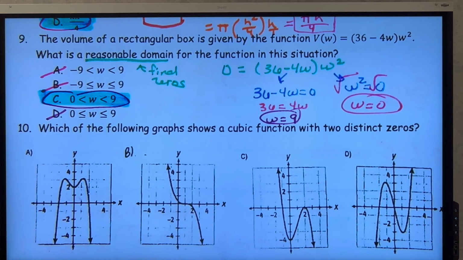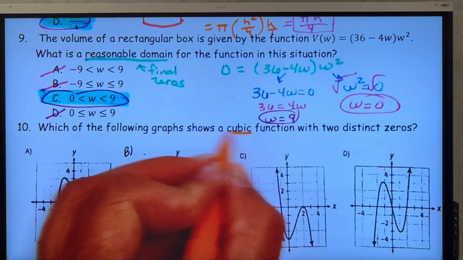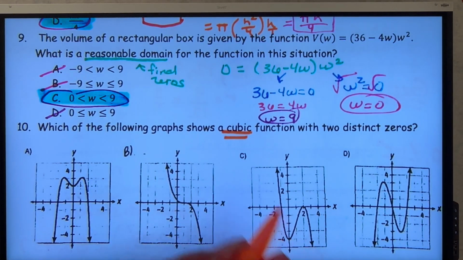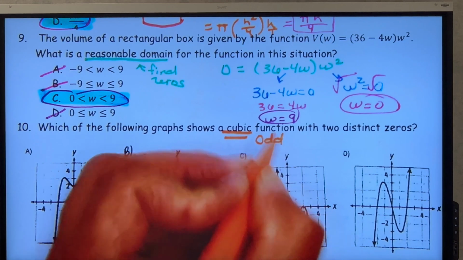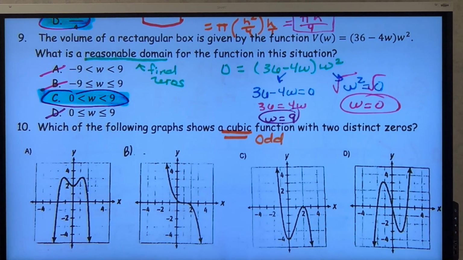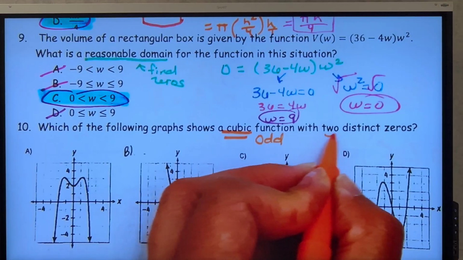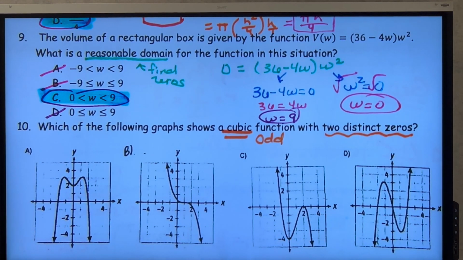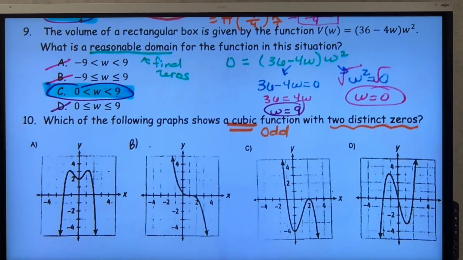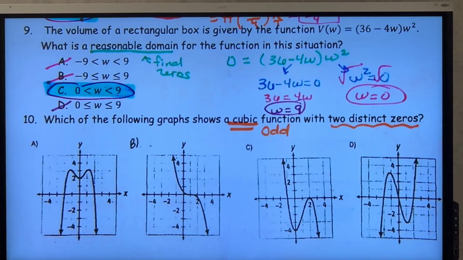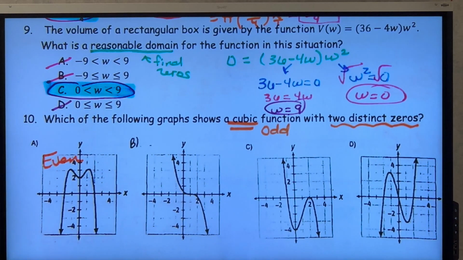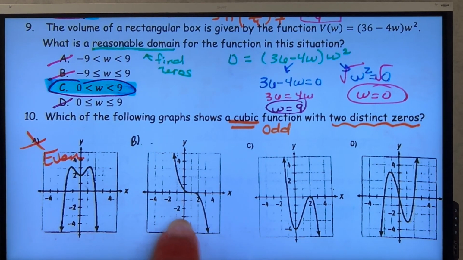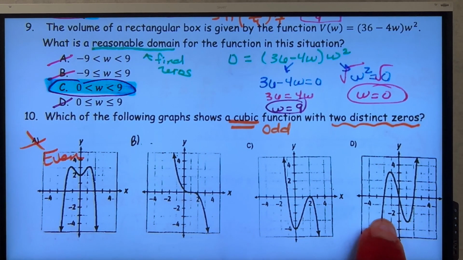So we've got a couple different things here. The first clue is we've got a cubic function. So that means we're dealing with an odd degree function. So we know it should have opposite end behaviors. It's got to go through the x-axis 2 times. 2 distinct zeros means it crosses the x twice. So 2 crossings. Well, we can see right away that letter A is an even degree function because both ends are going in the same direction. They're both going down. So this is not it, because that's even. B is opposite end behaviors, C is opposite end behaviors, D is opposite end behaviors.